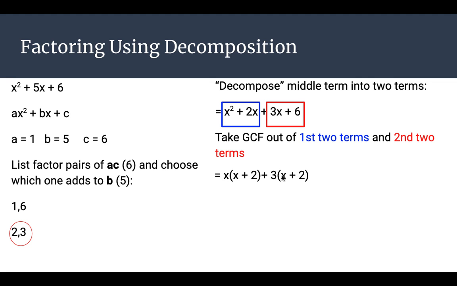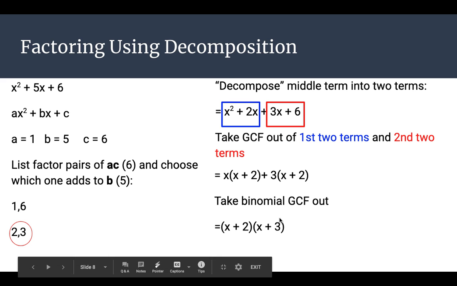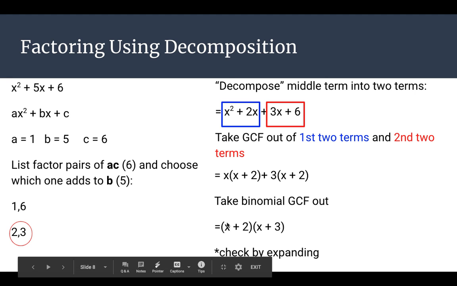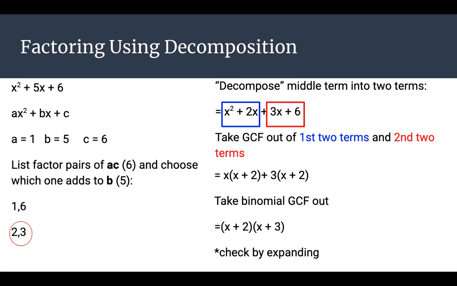So I have this equation, and notice how they both have x plus 2 in them. That's a very good sign. That means you've done the right thing. So you're going to take this greatest common factor, x plus 2, out in front. And what's left over? Well, x plus 3 is. And that's the exact same answer that we found using the area model. And you can check this by expanding using your FOIL technique. So there's two ways, three actually, because we looked at the algebra tiles for factoring any equation. So there you go.